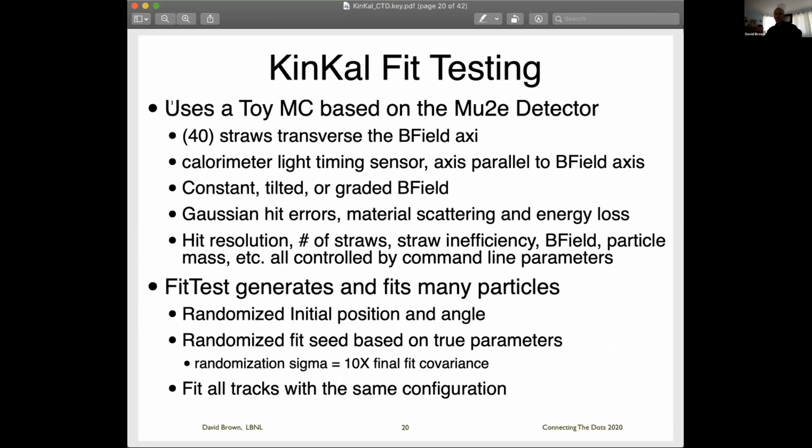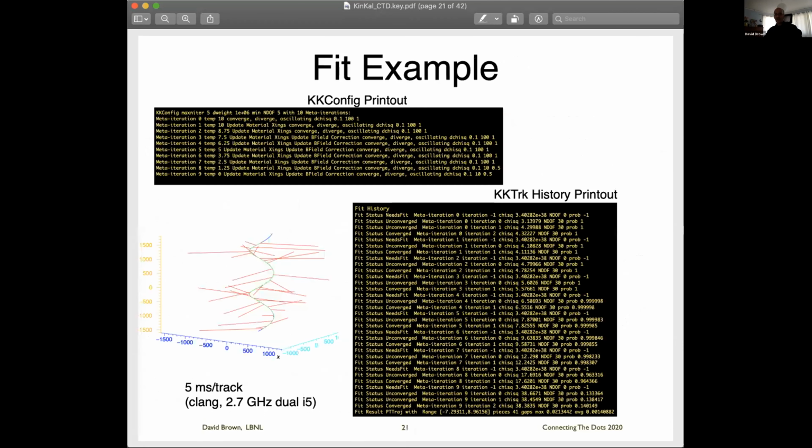An example fit on the upper left here is a printout of the configuration object describing 10 outer meta iterations with different criteria for the annealing temperature and the oscillation and convergence criteria. And this is the result of a fit for a single track printed out through the history that's stored for every track. And this is the track itself. It's about 5 milliseconds per event per track, which is comparable to the pattern recognition time for the Mu2e experiment as well.